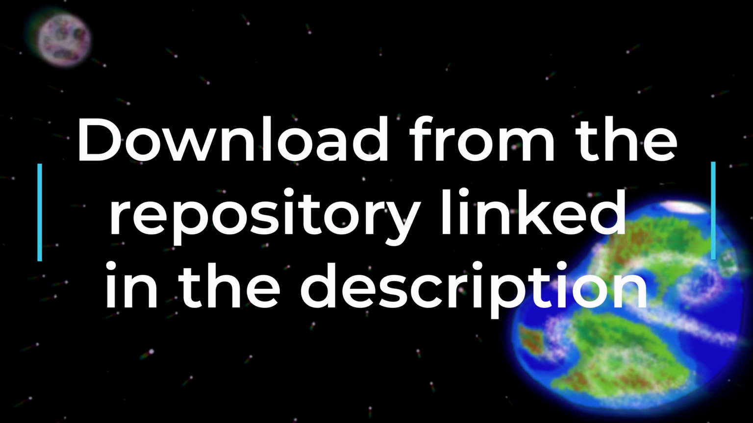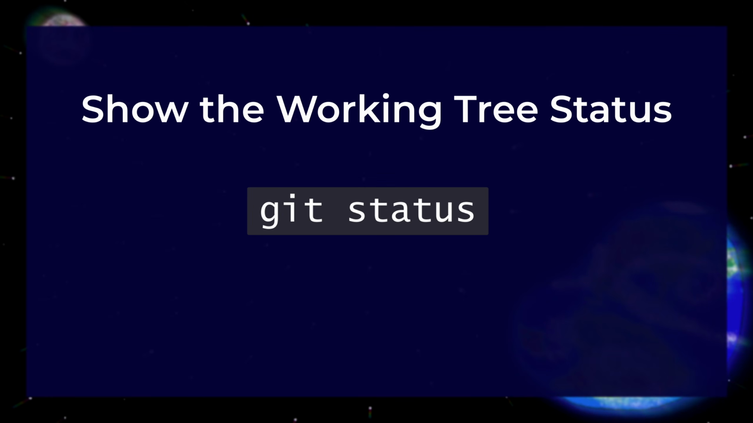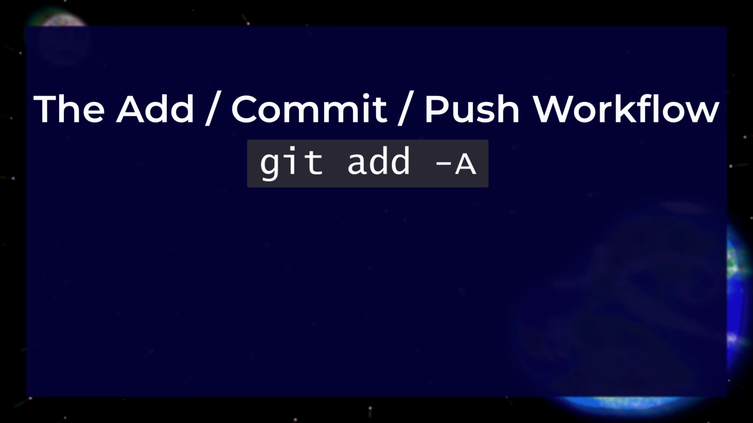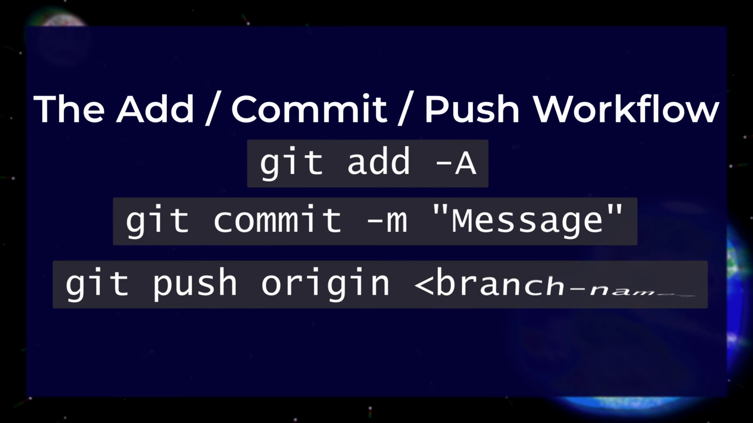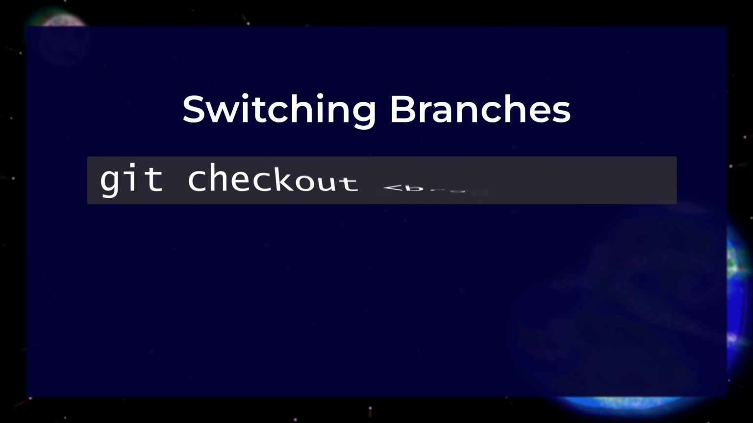Before we wrap up, I put together a Git cheat sheet with the commands we covered along with a few other helpful tips. If you'd like a copy, you can download it from the GitHub repository linked in the description. Let's quickly run through the commands you'll use most often and a few critical tips you need to know. Check where you are with git status. Add your changes, commit your work, push to GitHub. Pull the latest changes. Switch branches.